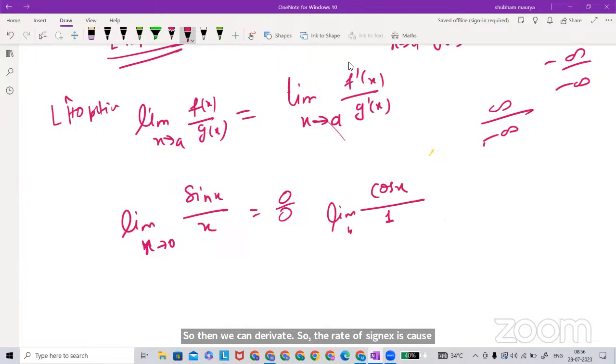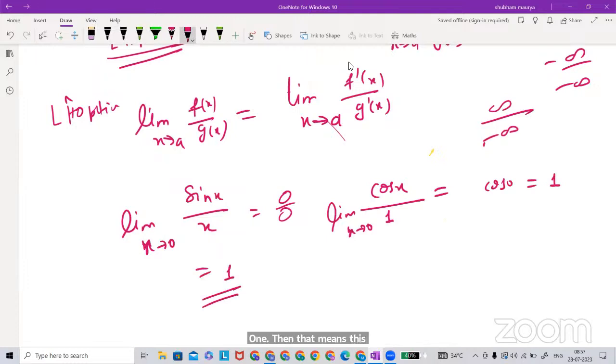Now as x goes to 0, just substitute. That means cos 0, and the value of cos 0 is 1. So the final limit is actually 1. This is L'Hopital's rule.